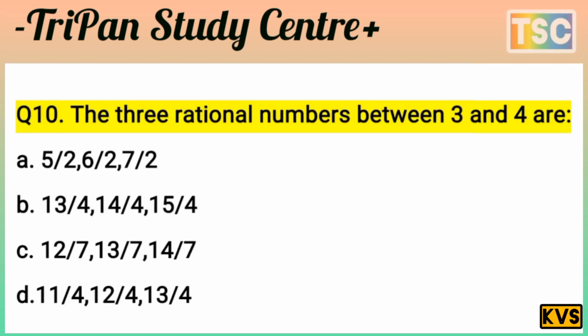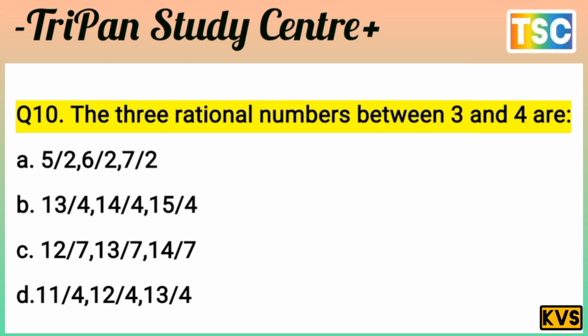The next question: the three rational numbers between 3 and 4 are. That's important. It is a textbook question, but calculate this answer in your notebook. That's important because we have no technology for this. I calculate for this. Okay, choose an option.